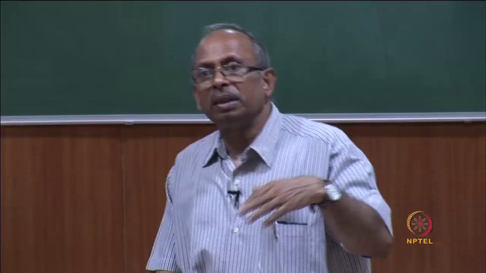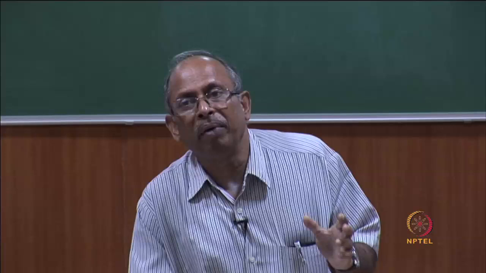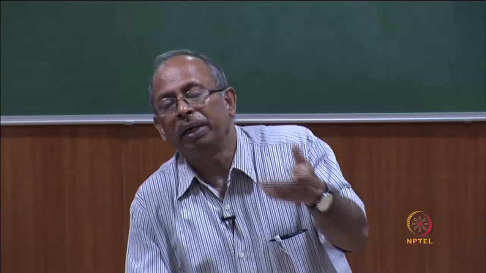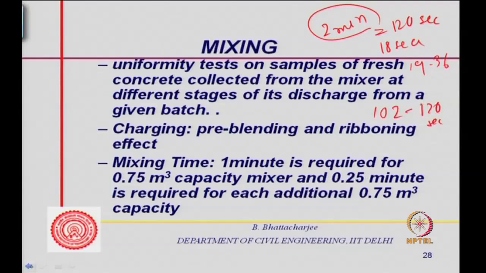The earlier one I gave is from some consideration available in literature: for 0.75 meter cube a time is given, and for each additional 0.25 the additional time is given in the previous slides, as we have seen. We can go back to the previous one: mixing time is 1 minute for 0.75 meter cube capacity, and 0.25 minutes is required for each additional 0.75 meter cube. That means about 1.5 meter cube will require 1.25 minutes. If you have 2 meter cube, it will require 1.25 plus another 0.25, that is 1.5 minutes. Whereas IS 456 says that nothing less than 2 minutes you should be mixing, which is simple.